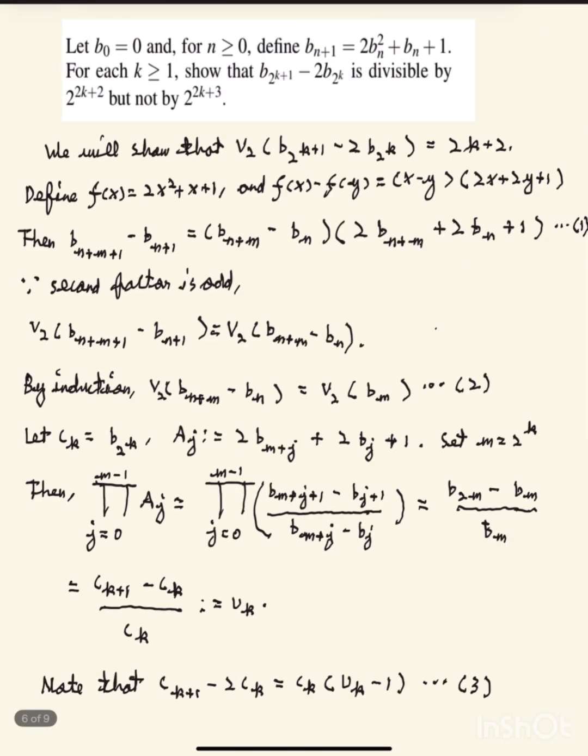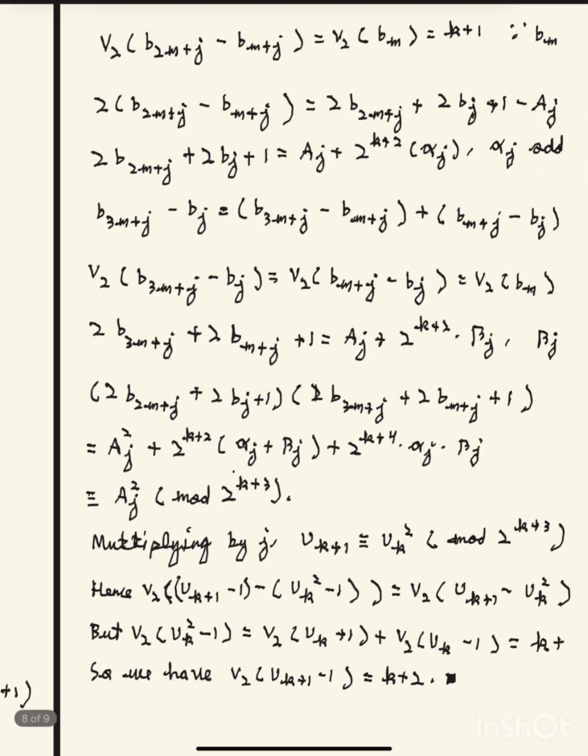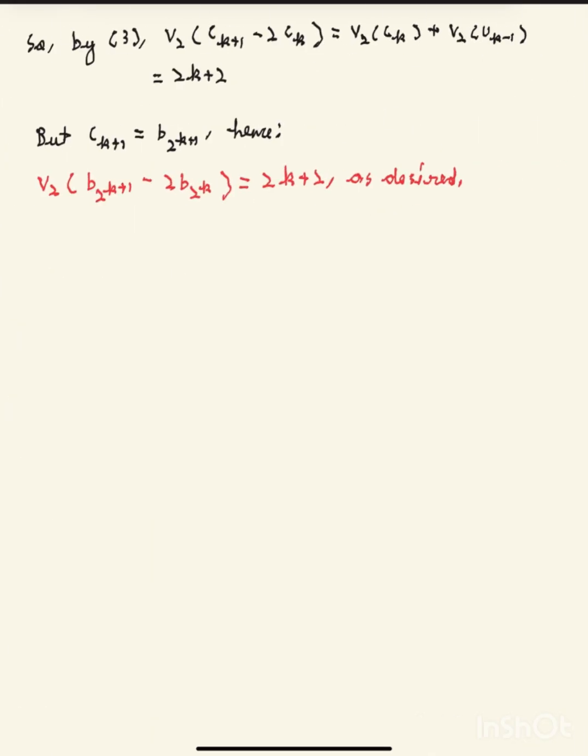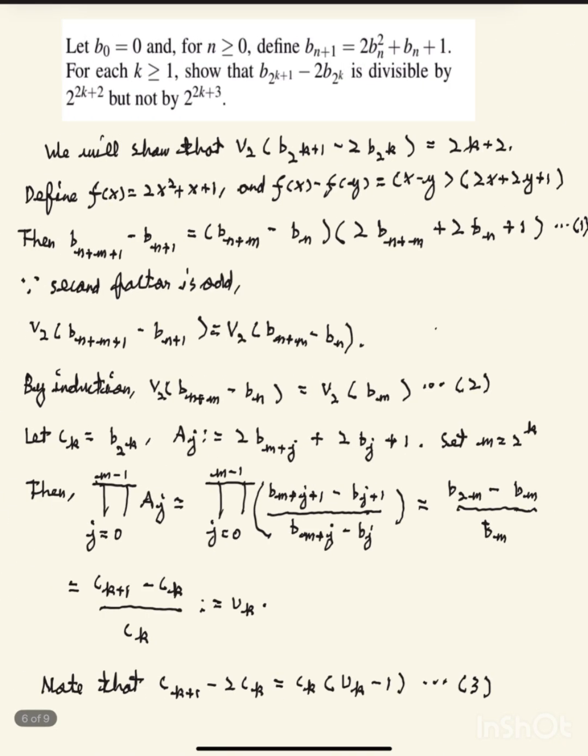So we used relation number 3, this one, to show that v2 of c_k plus 1 minus 2 c_k is equal to 2k plus 2, but since c_k plus 1 is equal to b sub 2 to the k plus 1, we had the desired valuation. So I think this is a very nice problem. This is a mixture of number theory and dynamics, recursion relations.